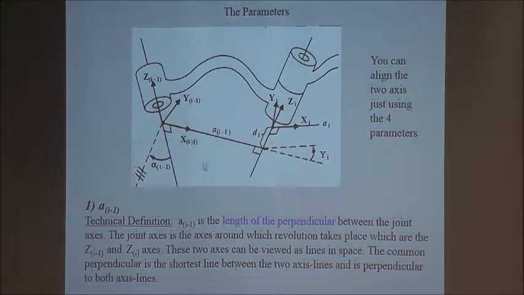You will see that different textbooks and different presentations may have some slight modification of these parameters. In order not to confuse you, we will stick to this one. Later on, I'll show you what your text is saying. Your text has this one and another one. So a_i is the distance of the normal on the Z_{i-1} axis and Z axis.